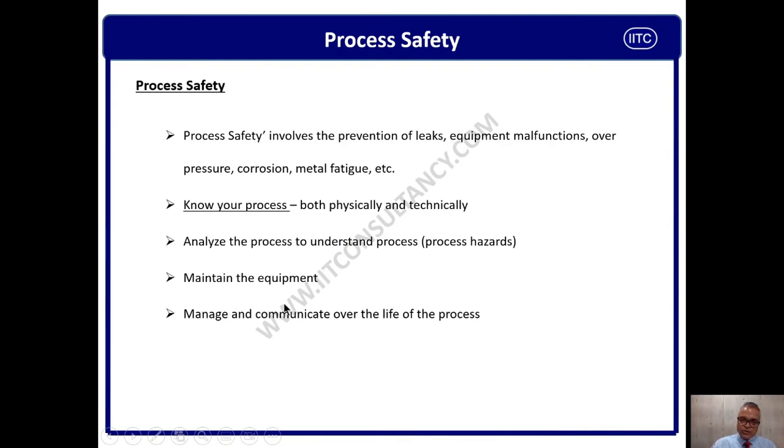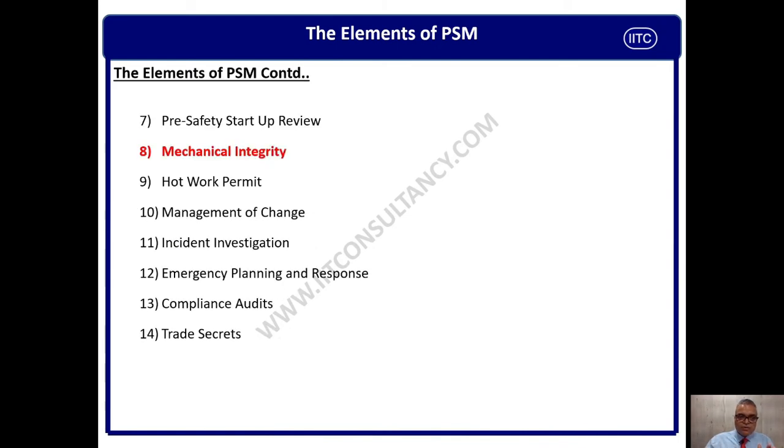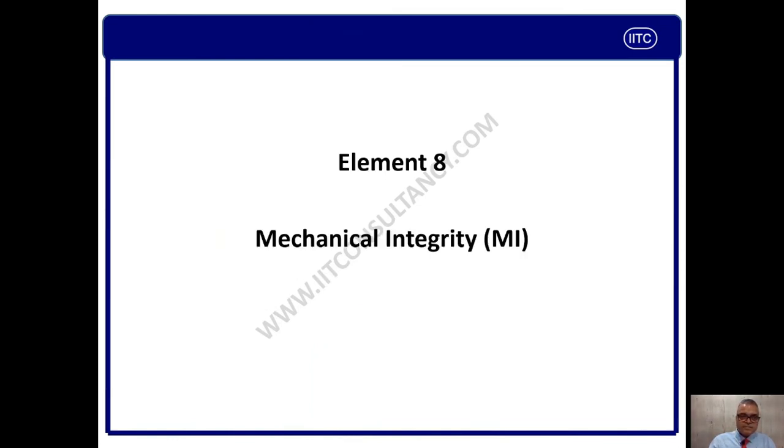Now we have to also deal with the maintenance, because maintenance is the reliability, availability, and maintainability. Manage and communicate over the life of the processes. We have to see the complete life cycle of process safety in this management system. Guys, as we mentioned, there are a total of 14 strong elements of PSM. In this program we are going to discuss only mechanical integrity. Other modules are available for you on the IITC channel.